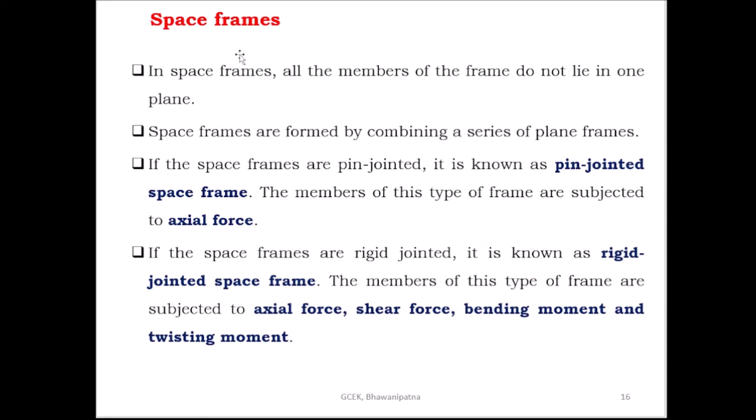Then coming to the space frame. In space frames, all members of the frame do not lie in one plane. The space frames are formed by combining a series of plane frames. If the space frames are pin jointed, it is known as pin jointed space frame. The members of this type of frame are subjected to axial force. So in the case of pin jointed space frame, the members are subjected to axial force.